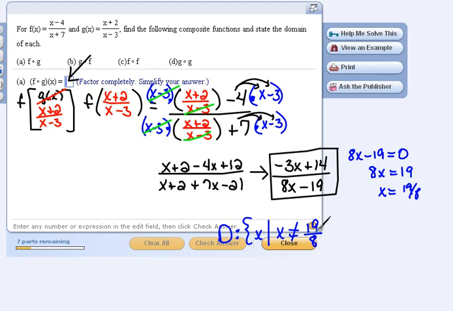Now because this was a composition function, we also have to double check something else. We placed a function inside another function. We could not have done that if this function had been undefined. So we also have to look at what creates an undefined space in the inside part, and that would be where x equals 3. So our domain then would be the set of all x's such that x cannot be 19/8 or 3.